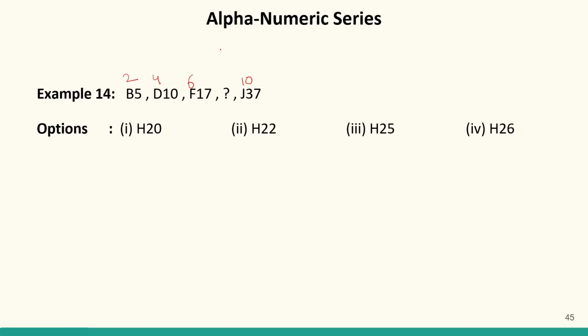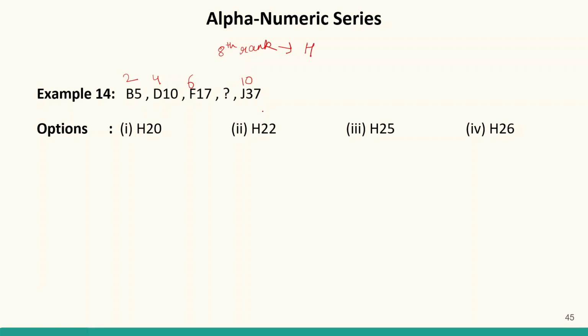So which element is missing? The 8th rank, right? 2 plus 2 ranks will be 4, 4 plus 2 ranks will be 6, 6 plus 2 ranks will be 8th, and 8th plus 2 ranks will be 10th rank. So which alphabet is the 8th rank? H.